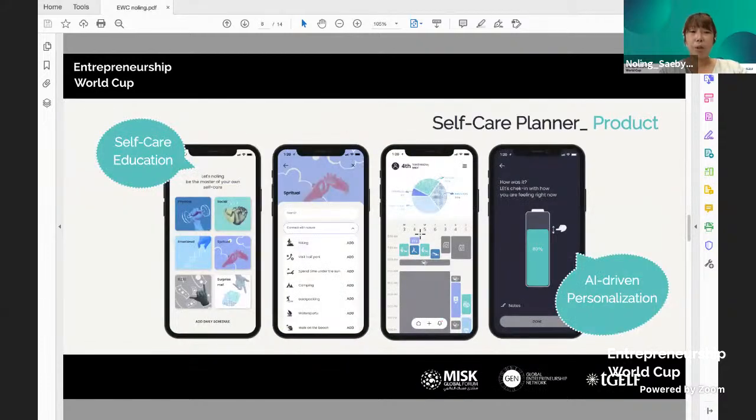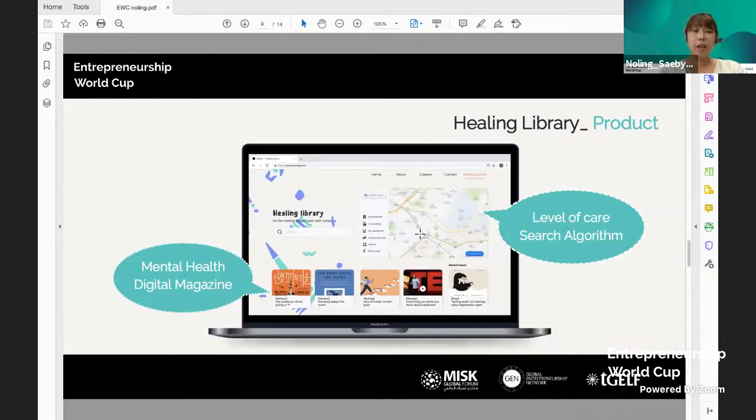Also, we offer empirically supported self-care education. The self-care planner promotes a holistic approach to attend to one's physical, social, emotional, and spiritual health. We offer more than 200 activities to practice. Machine learning and big data enable the list to continue to grow, and AI personalizes the user's self-care routine to create a balanced lifestyle. Last but not least, the healing library is where you can find local services with our unique searching algorithm that matches the right level of care for you. And our digital magazine features interviews with the masters of self-care along with psychoeducational video.